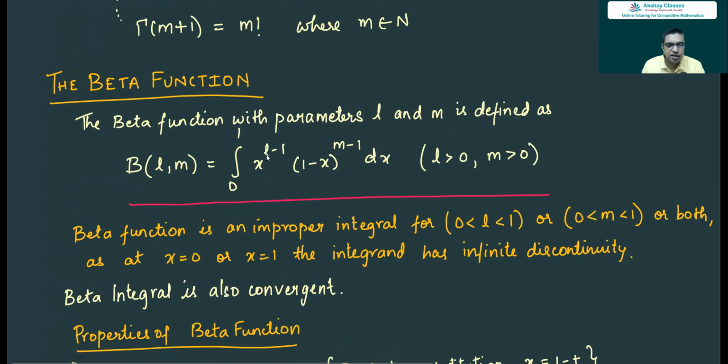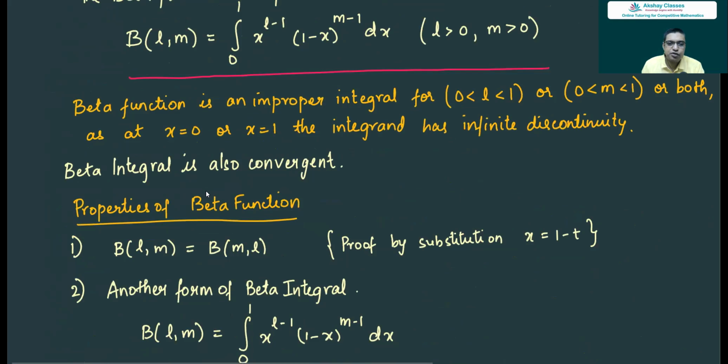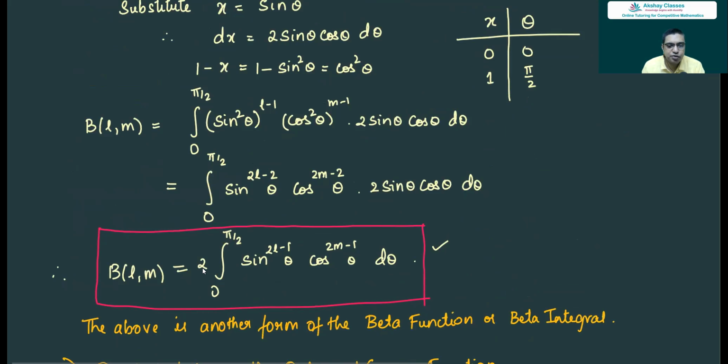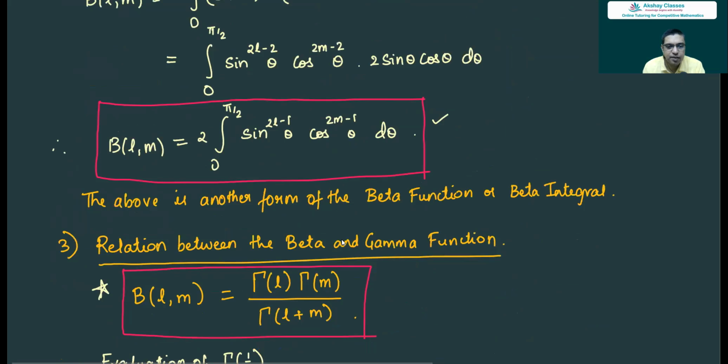And beta function is defined as beta of L comma m is integral 0 to 1 x to the power L minus 1 into 1 minus x to the power m minus 1 dx. It's also a convergent function. Some properties: beta of L comma m is same as beta of m comma L. Another form of beta integral is this, beta of L comma m is 2 into integral 0 to pi by 2 sine theta raised to the power 2L minus 1 cos theta raised to the power 2m minus 1. Now the relationship between beta and gamma functions is this.